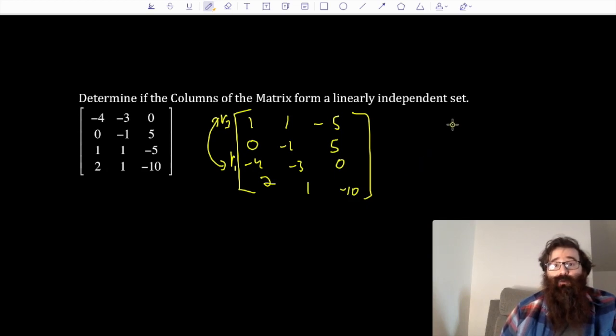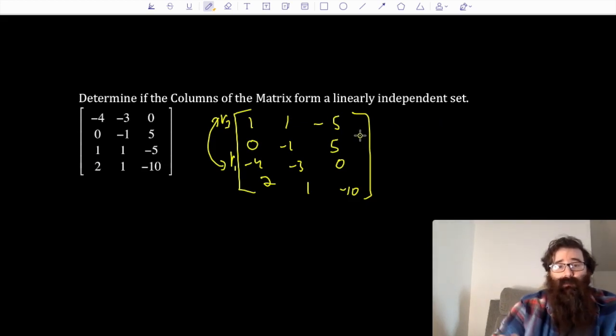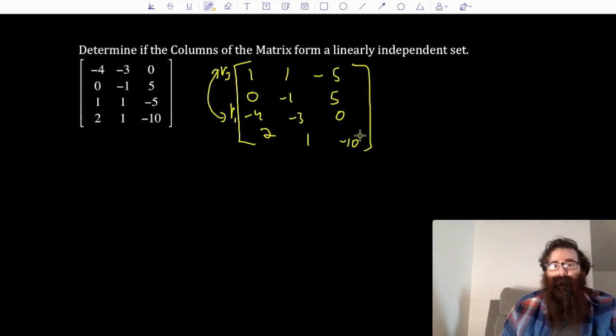Now from here, I can go through some row reduction, right? I can use this 1 in the upper left corner, which is why I switched these around. I want a 1 in that upper left corner to start the process. So no harm now.